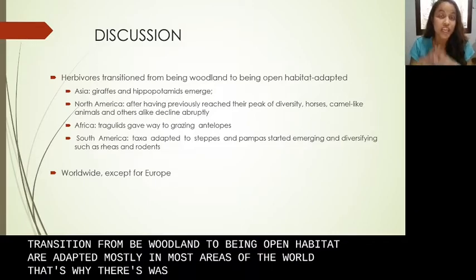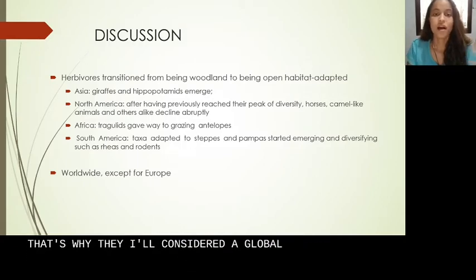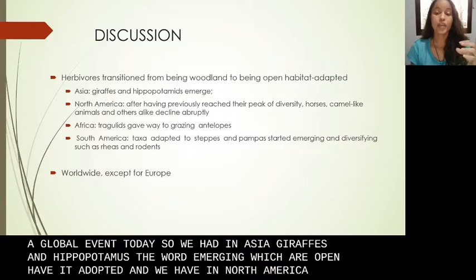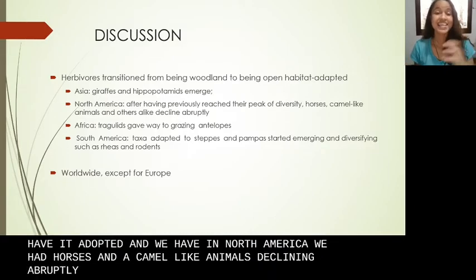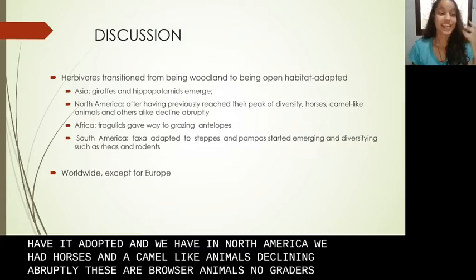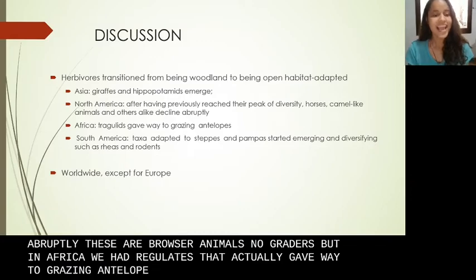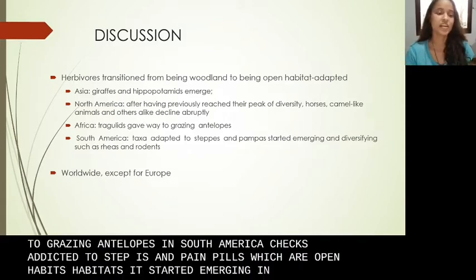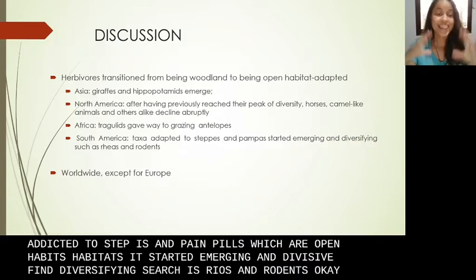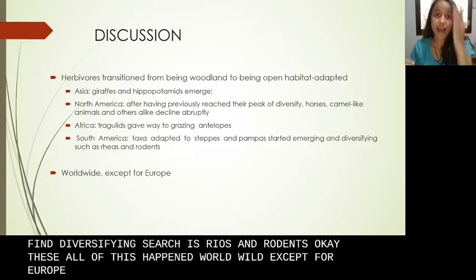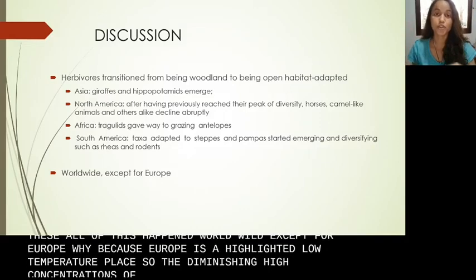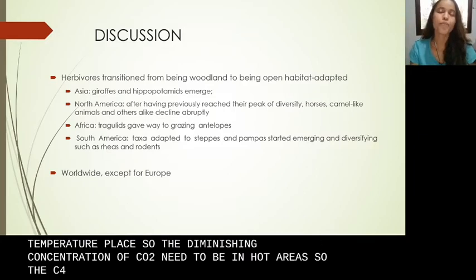That's why this was considered a global event, okay? In Asia, giraffes and hippopotamids emerged, which are open habitat adapted. In North America, horses and camel-like animals declined abruptly. These are browser animals, not grazers. But in Africa, tragelaphines gave way to grazing antelopes. And in South America, taxa adapted to steppes and pampas, which are open habitats, started emerging and diversifying, such as rheas and rodents, okay? All of this happened worldwide except for Europe. Why? Because Europe is a high latitude, low temperature place. The diminishing concentrations of CO2 need to be in hot areas so the C4 plants will thrive, okay?